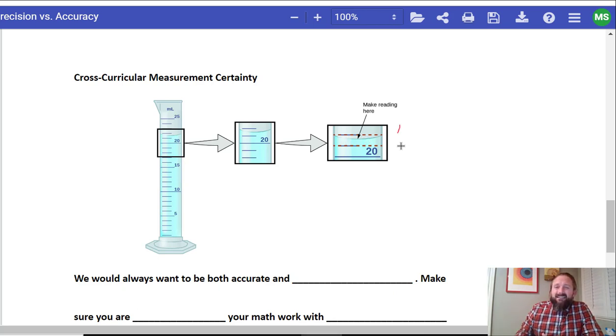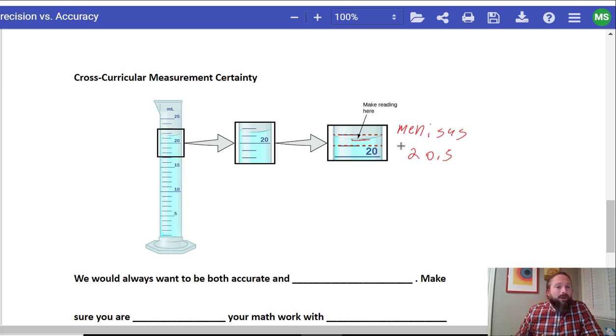So here's the meniscus. It's the lowest part right here. So I would say it'd be 21.56 or something like that. But if we're rounding, I'd be like, hey, it looks like 20.5 or something like that.